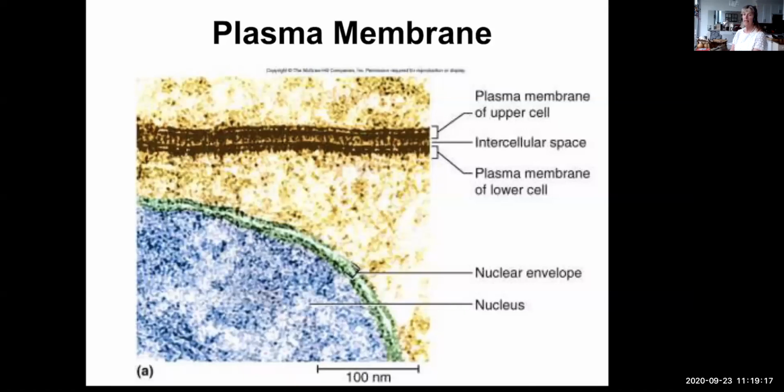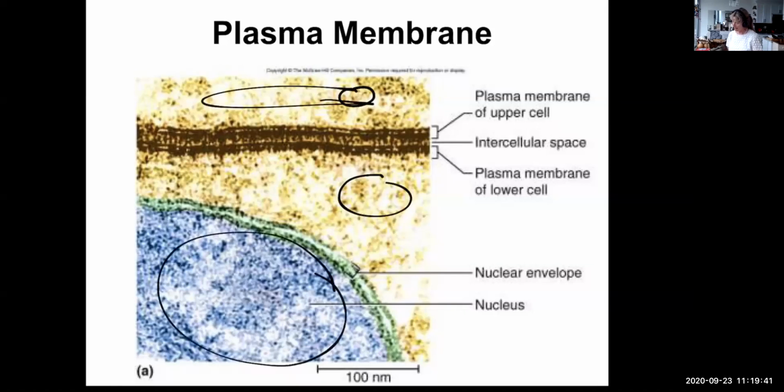Okay. The plasma membrane is the surface of the cell, and its structure is so important. And it's liquid. So here is a cell up here, and this is a cell down here. The whole thing is a cell. This is the nucleus of the cell below.